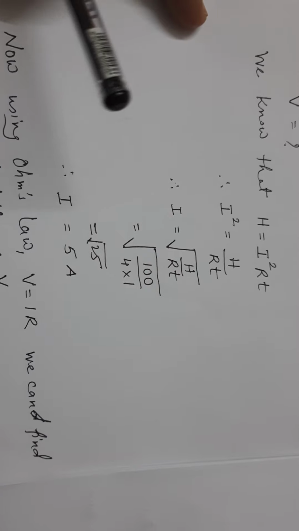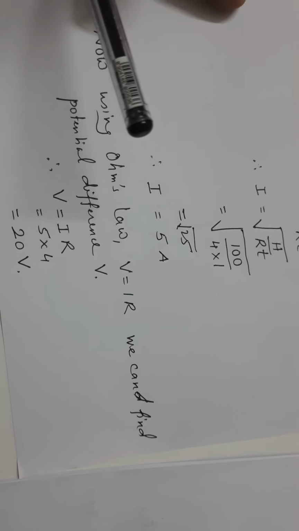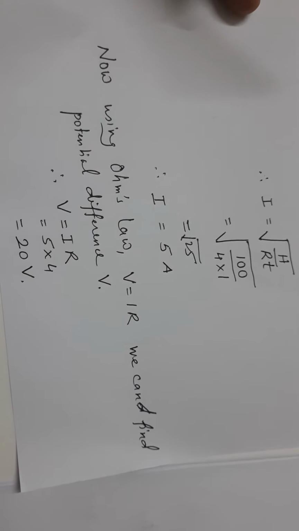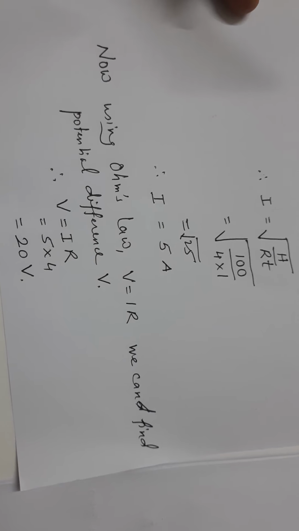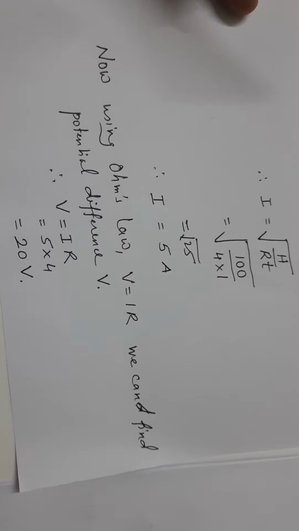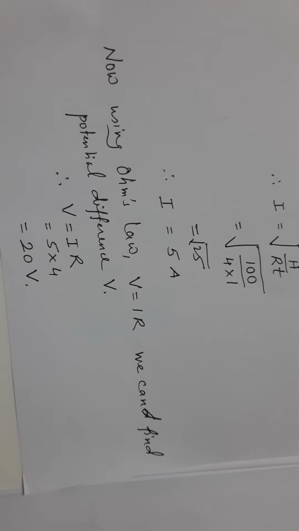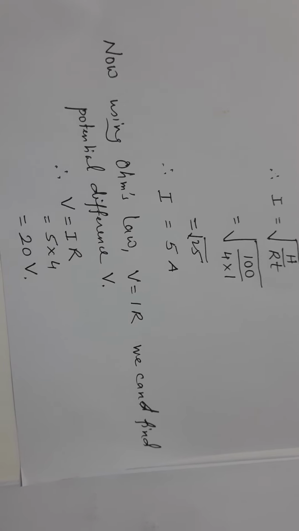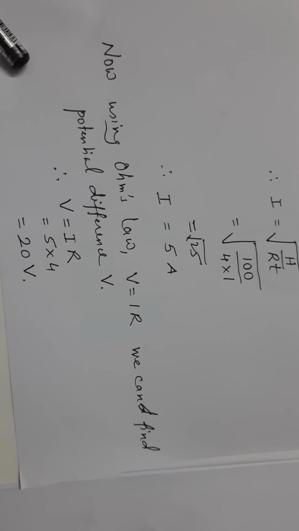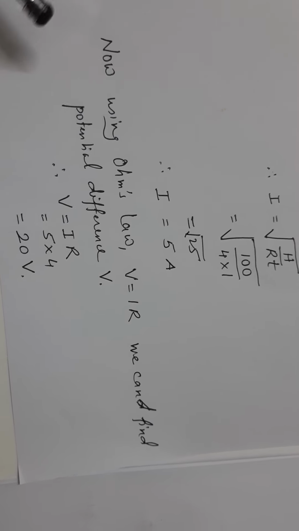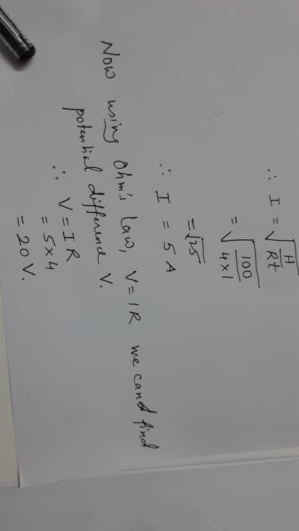Now using Ohm's law, V is equal to IR, we can calculate potential difference V. So V is equal to IR. So 5 into 4, 20 volt. So the potential difference across the resistor is 20 volt. So do remember, this is how the sums are done.